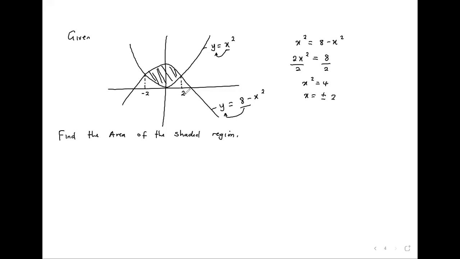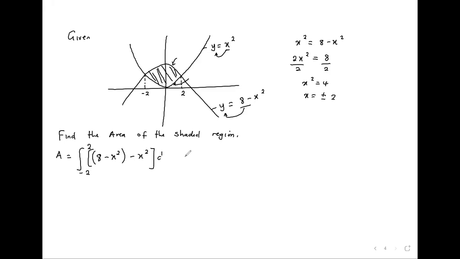Then from there, you integrate now from -2 to 2 to get the area. What do you integrate? This function minus this function. So 8 minus x squared, minus x squared.